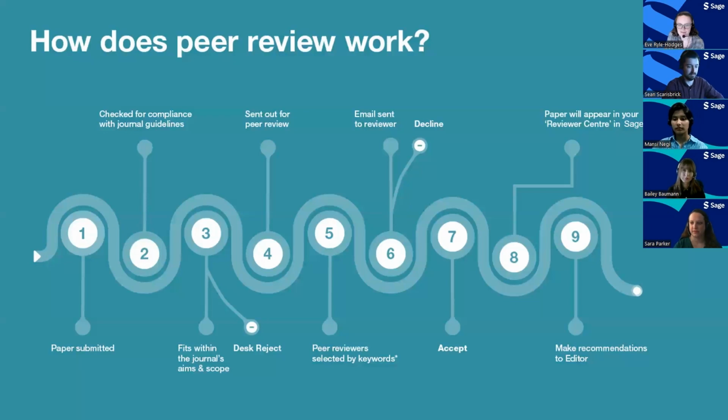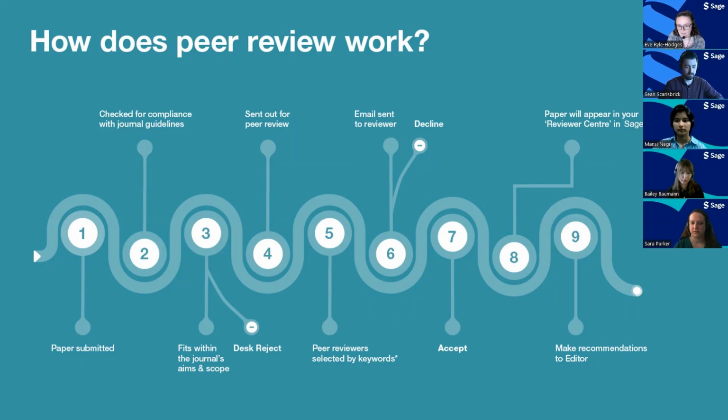This slide shows a map of what the overall peer review process looks like on Sage Open and highlights the core role peer reviewers have. After a paper is submitted, it is checked for compliance with our journal guidelines, checked for plagiarism, and we check whether it fits our aims and scope. If it passes these checks, it is sent to peer reviewers.